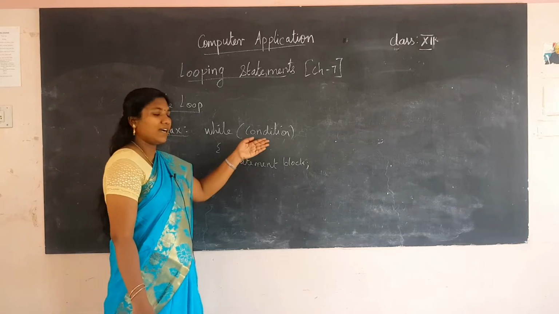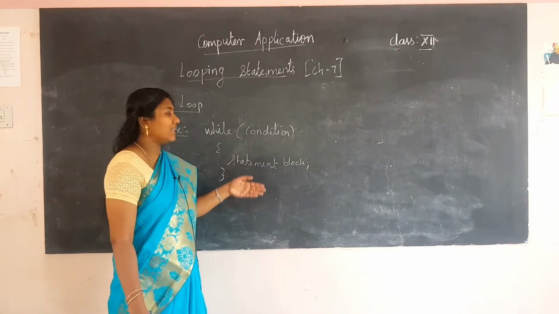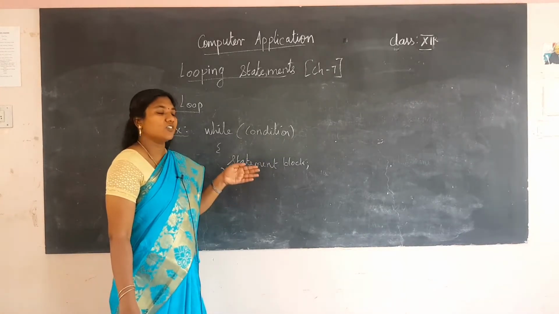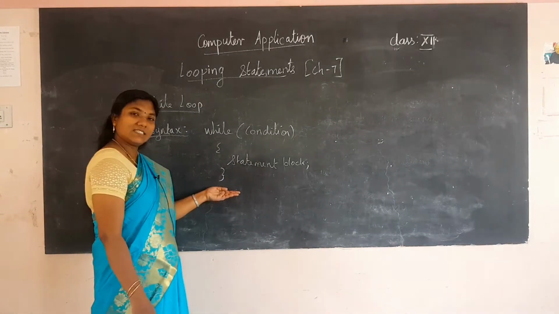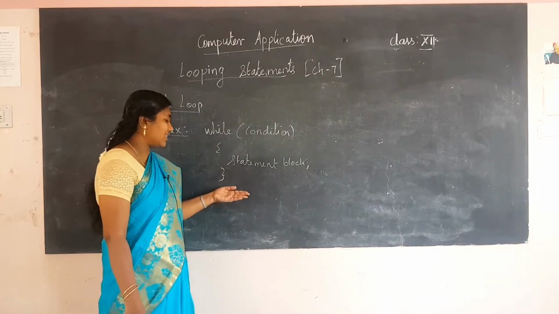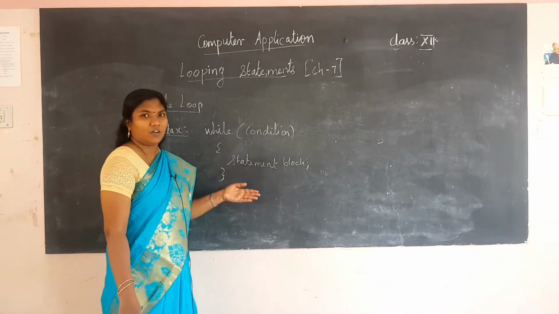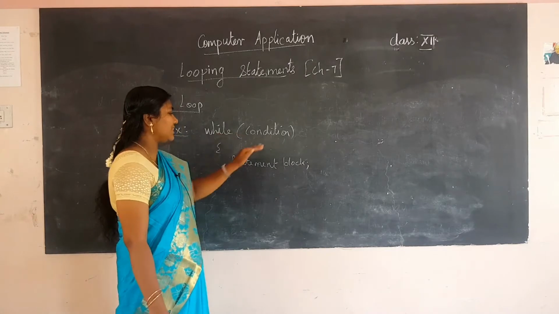Like the for loop, it also executes the statement block as long as the condition is true. When the condition becomes false, control will be transferred to the next statement after the while block. So while, condition, statement block.